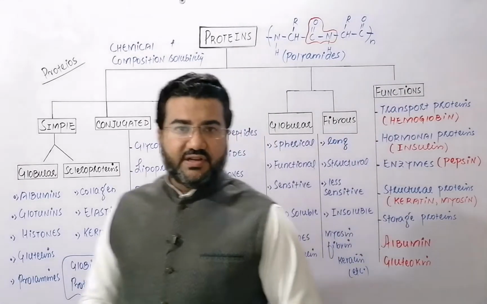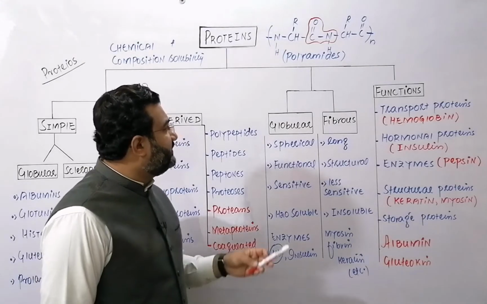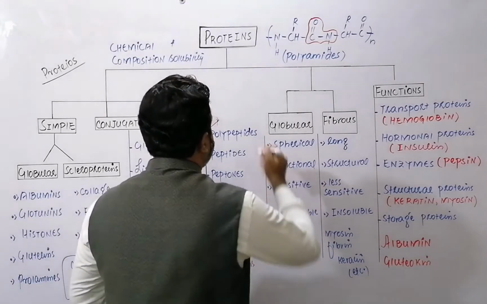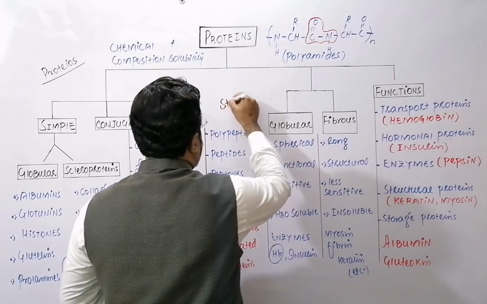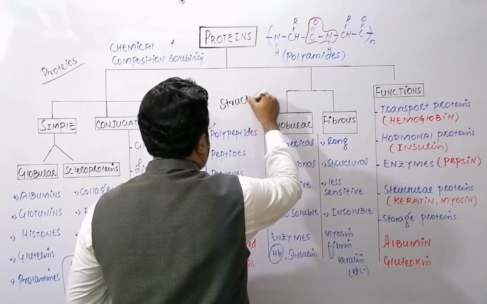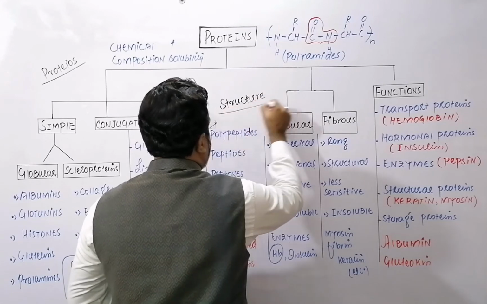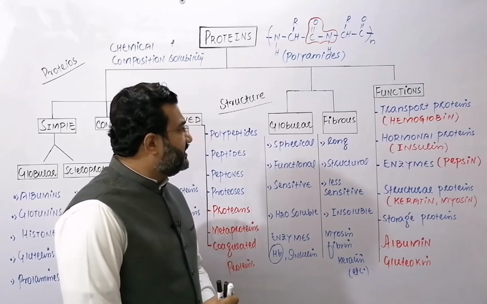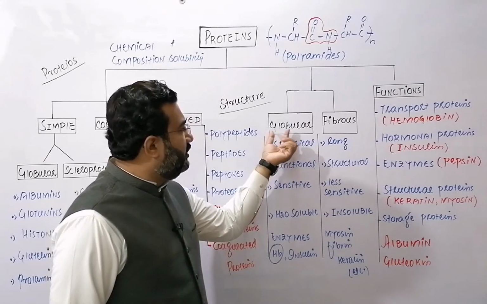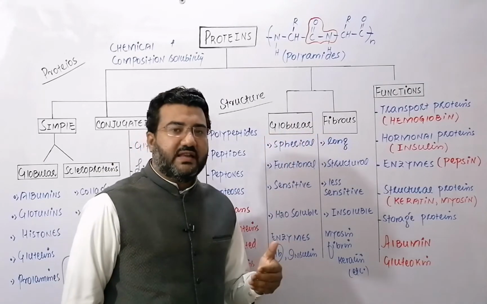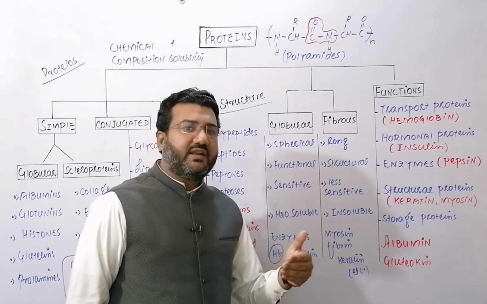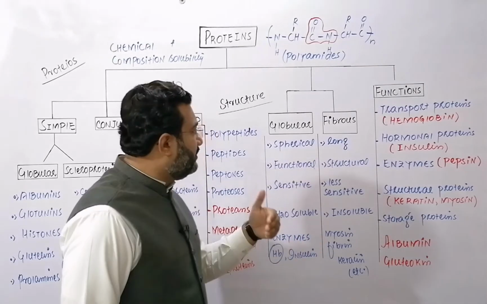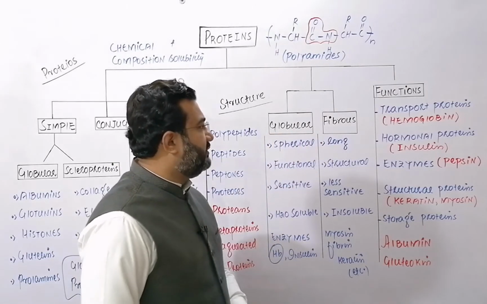The next classification of proteins is on the basis of their structure. On the basis of structure, proteins are of two types, globular proteins and fibrous proteins. There is a third type, which are the intermediate proteins, but we are not going to discuss them in this lecture. We will focus on the globular and fibrous proteins.